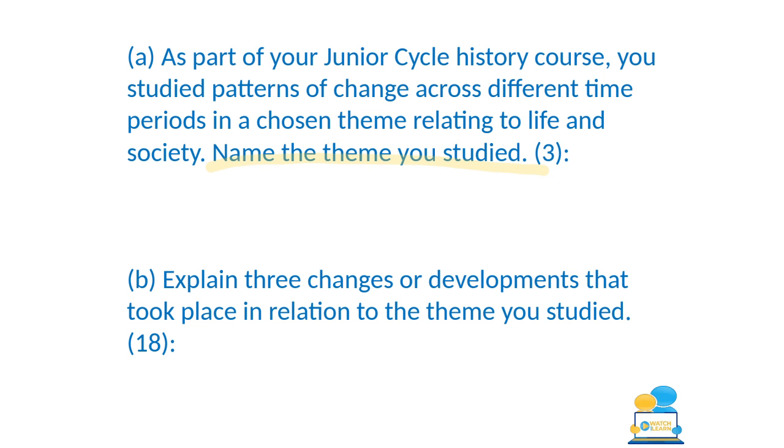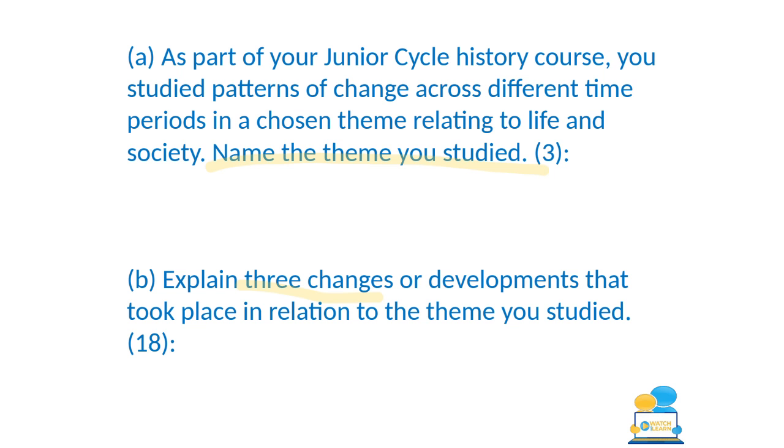Health and medicine. For simply stating health and medicine, we'll get 3 marks. Then we must explain 3 changes or developments that took place in relation to the theme you studied. So we need to examine 3 ways that health and medicine has developed over time in relation to our theme. Basically, really simple, pick 3 medical advances, and we talk about these in our answer.